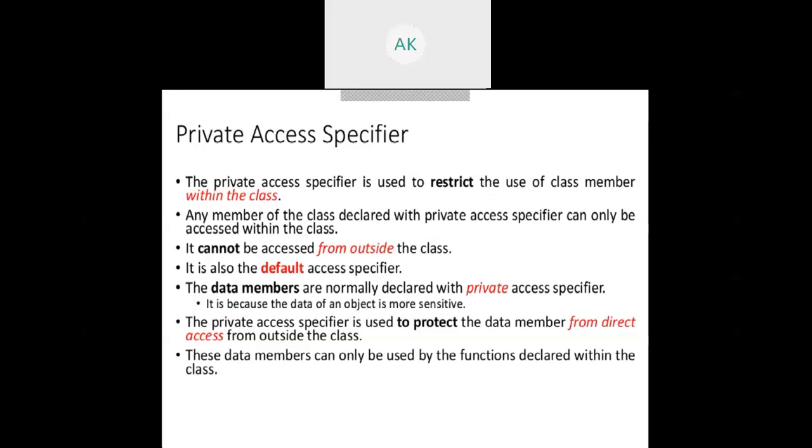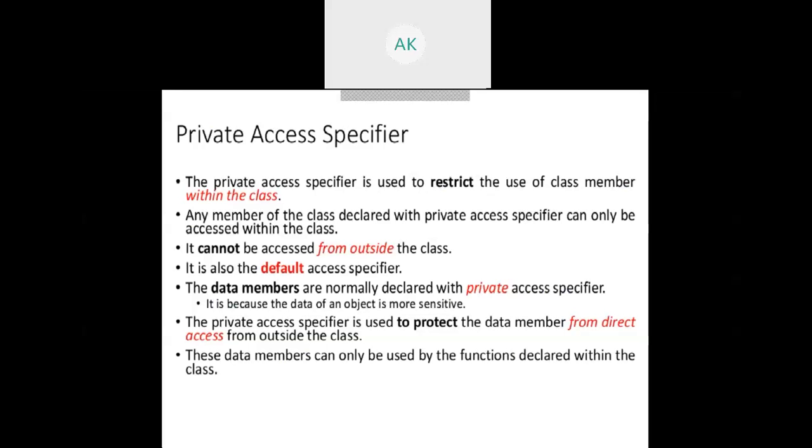Outside the class, it is not accessible directly with the object name and dot, like we previously did in our previous classes. So any member of the class declared with the private access specifier can only be accessed within the class. True, it cannot be accessed from outside the class. It is the default access specifier.